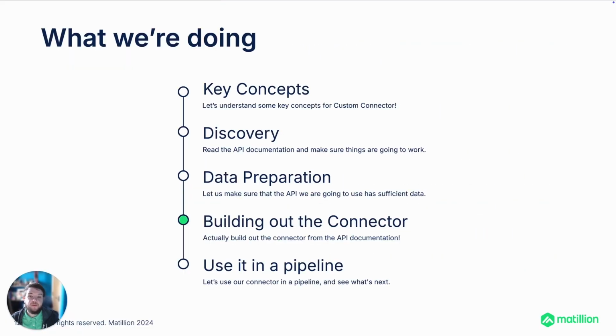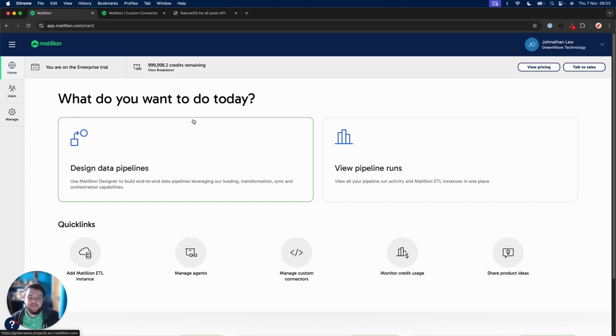So we are now prepared. We've got our data ready. We've completed discovery, and we now understand the key concepts. Let's look at actually building out the connector. So I've already logged into the hub. Let's look at what I need to do to build my custom connector.